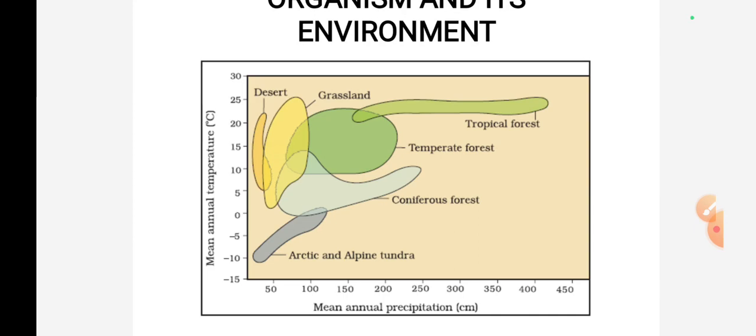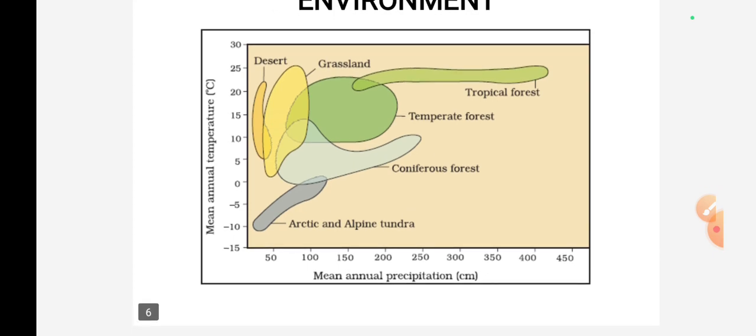Coniferous forest, they have given the range. Temperate forest, whatever the green color is there, they have given in the map. Then in desert, yellow color they have given. In grasslands, light yellow color they have given. Okay, then tropical forest, light green color they have given. This map shows the precipitation annually in centimeters, and the mean annual temperature in degrees Celsius.